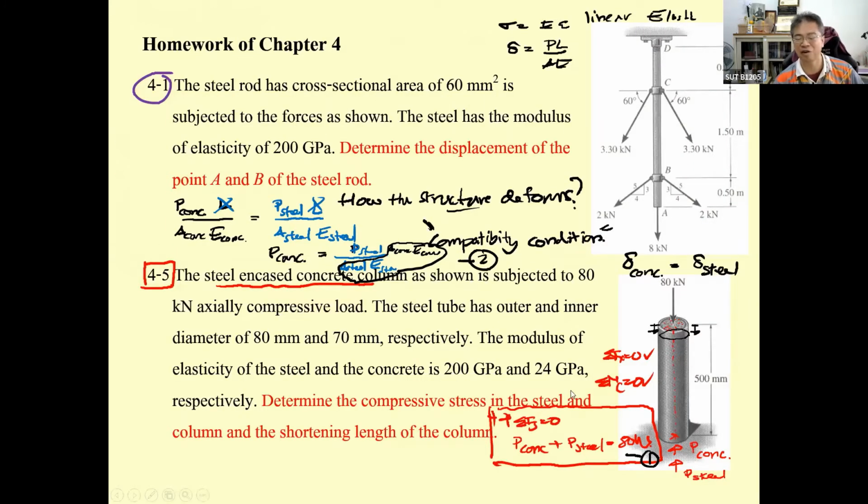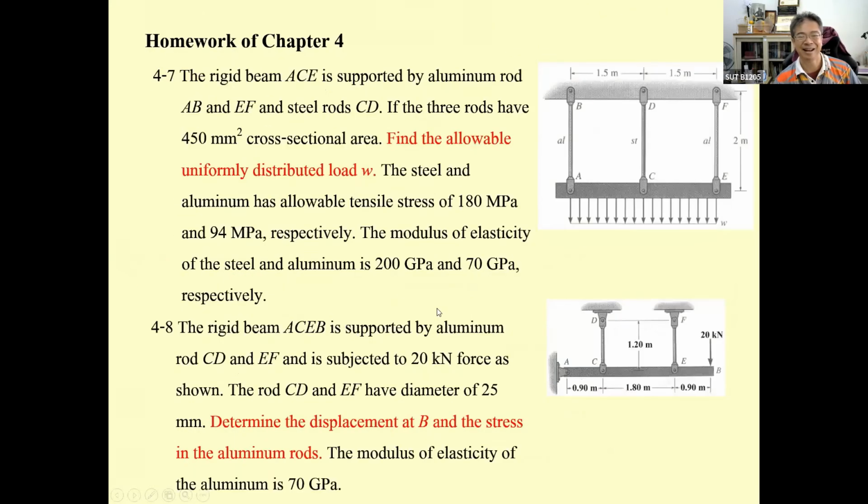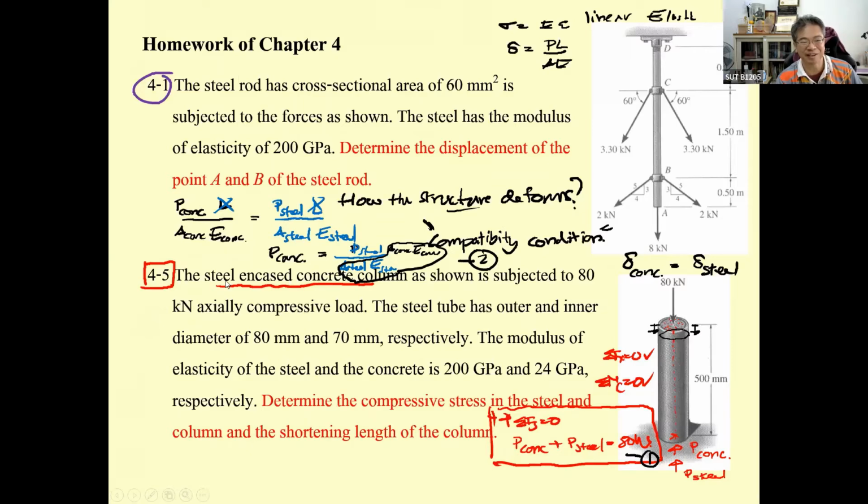I will let you guys go to work on this problem on your own, okay? And then there is another statically indeterminate problem. These two problems are more complicated than the previous one. We will talk about this later. But the composite steel encased concrete column is going to be the easier one. That's going to help you understand the difference between statically determinate and statically indeterminate.